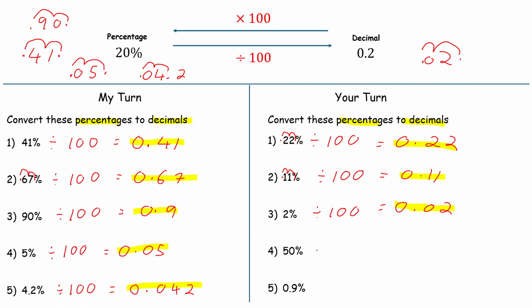We've then got 50%. Again, we're going to divide through by 100. So we're going to go back by 1, 2 to give you 0.50. But that 0 can go because this is a better way of writing it as 0.5.